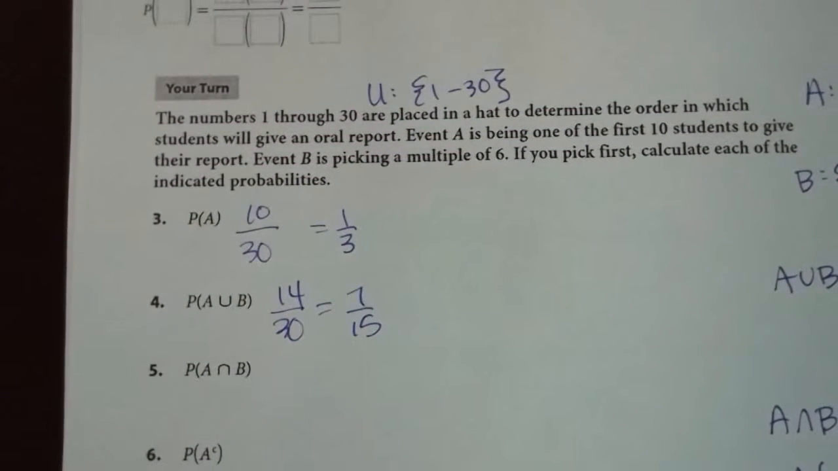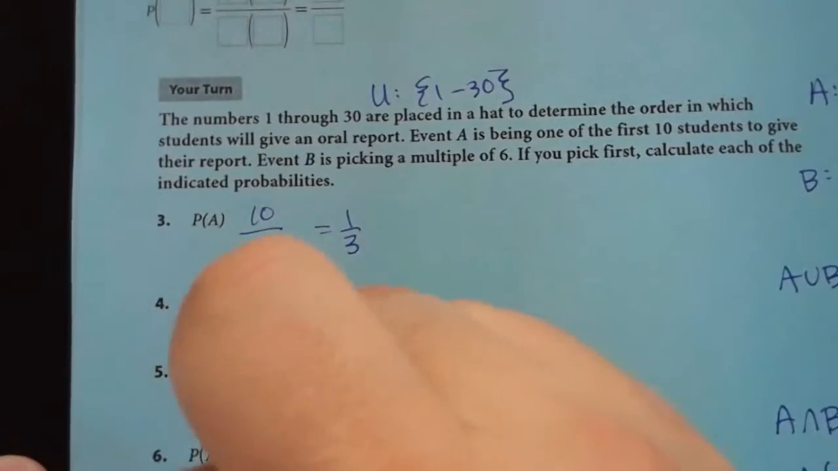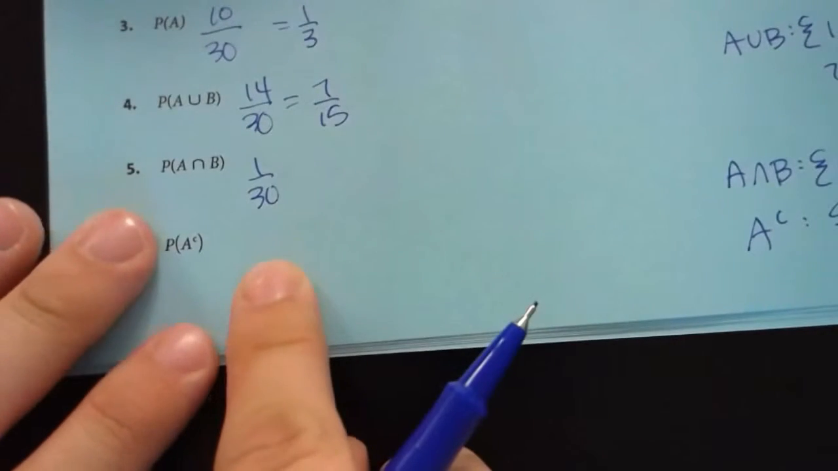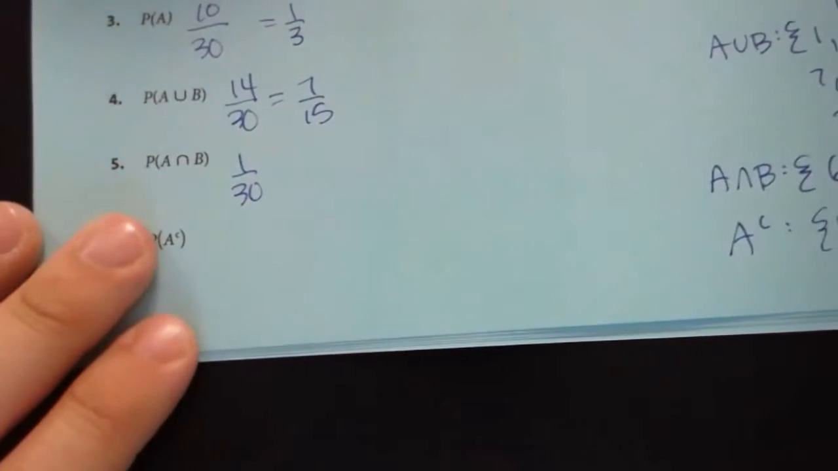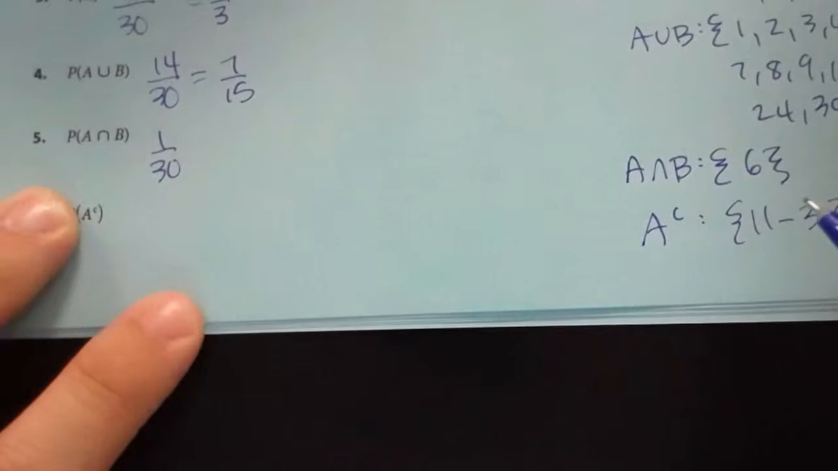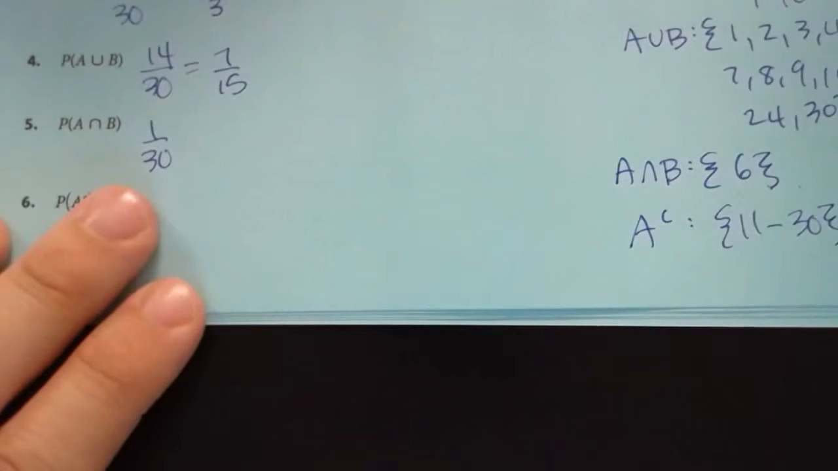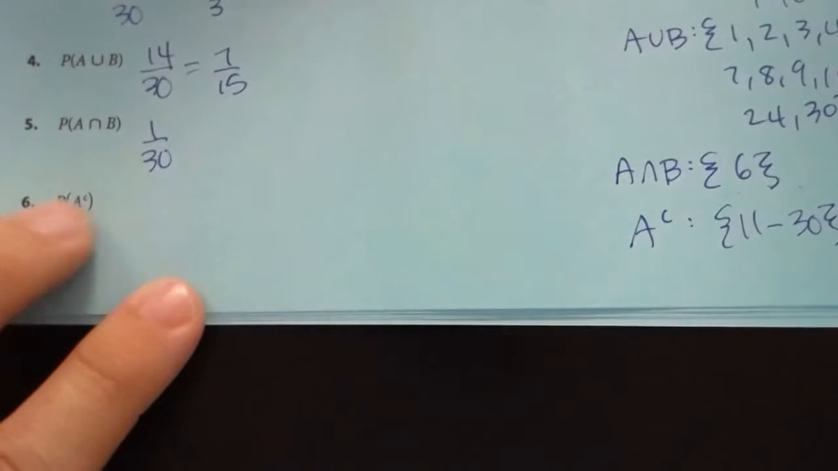What about the intersection? How many numbers are in that intersection? 1 out of 30. I had somebody earlier make a mistake and they said 6 out of 30. What's their error? Because they saw the 6, they said 6, right? You have to think how many elements are in the list, not what they are in the list, just how many are there.